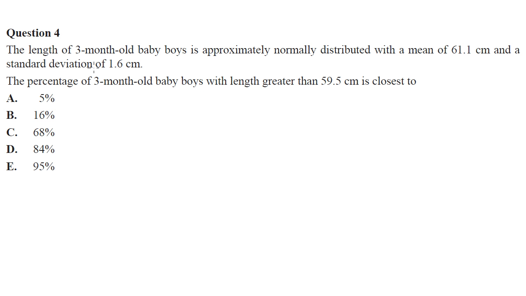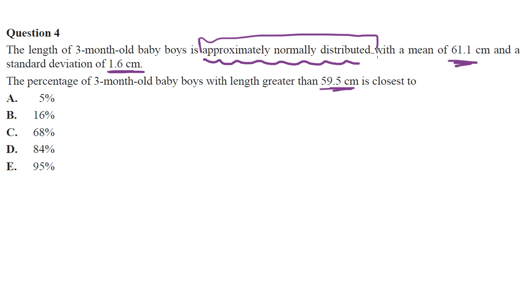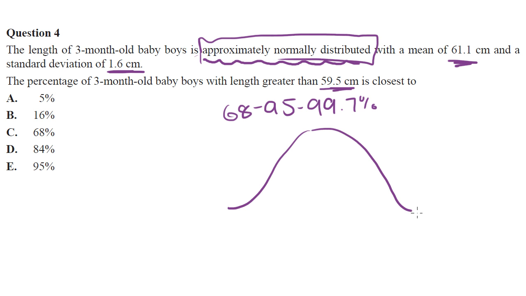Question 4 said, the length of 3-month-old baby boys is approximately normally distributed, there's some keywords, with a mean of 61.1 and a standard deviation of 1.6. The percentage of 3-month-old baby boys with a length greater than 59.5 is closest to. So this to me, with these keywords here, sounds like one of these 68, 95, 99.7 rule questions. So we have a bell curve, an approximately normally distributed distribution, and the mean in the center is 61.1. And we're going to go standard deviations either side of 1.6 up and down.